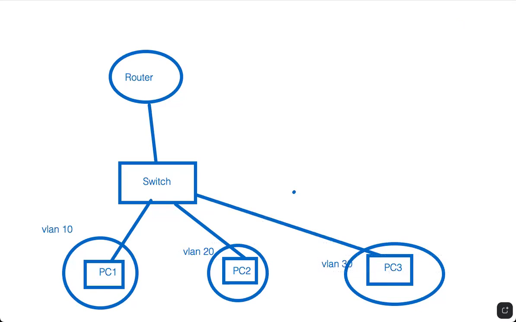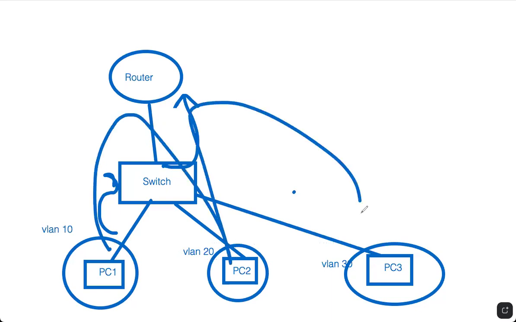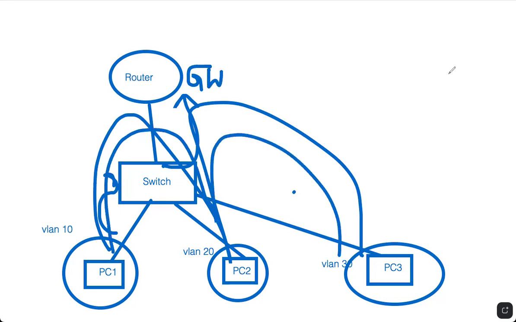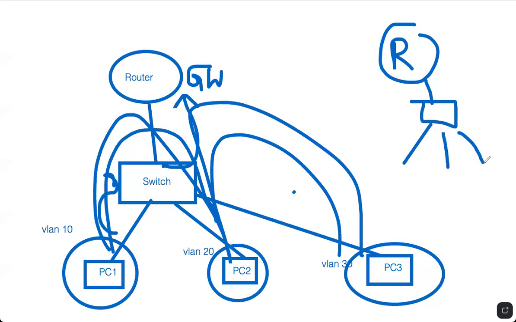VLAN 30. So now these are all networks connected to this switch in different VLANs, and this switch is connected to this router. So this router can do the inter-VLAN routing with the help of a router on a stick. So the gateways will be configured here, and this router can make these VLANs communicate. But what if there is another router and they have another switch and they have another 3 PCs? They're in three different VLANs.